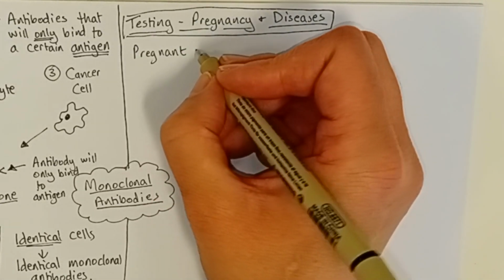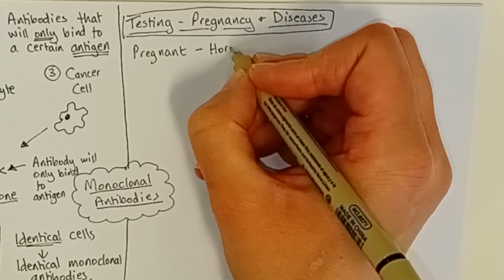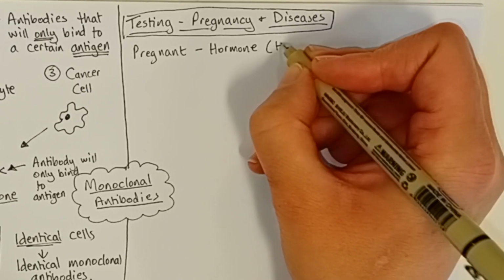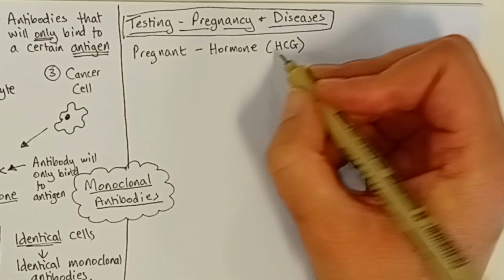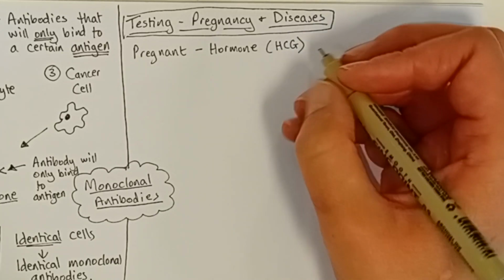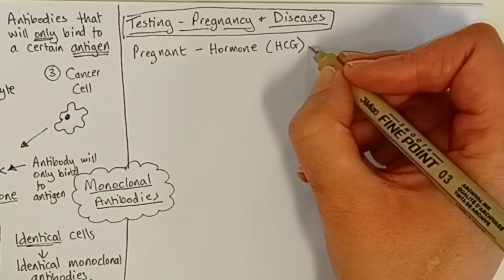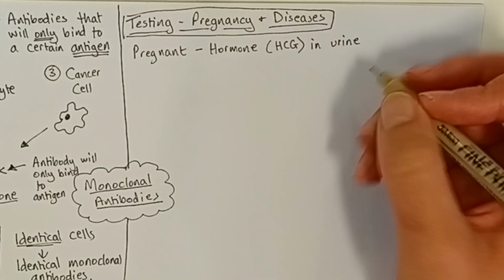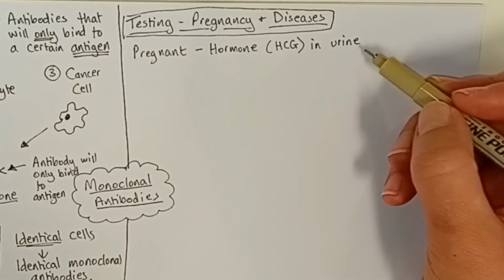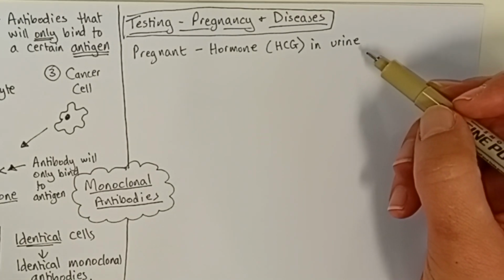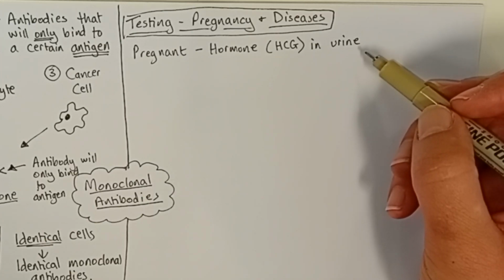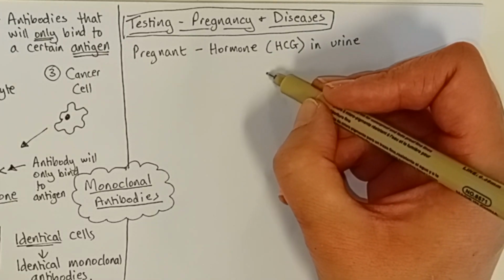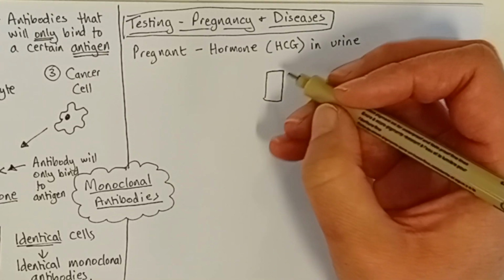So when someone is pregnant, they make a hormone called human chorionic gonadotrophin. You don't need to know that. Shorten it to HCG. And that hormone is going round in the woman's blood, but it will also be present in her urine. But it's present in incredibly low amounts in the urine. So we can't just do normal chemical tests. We need something really, really specific. We need monoclonal antibodies. So in a pregnancy test, there's a section where the urine is added.